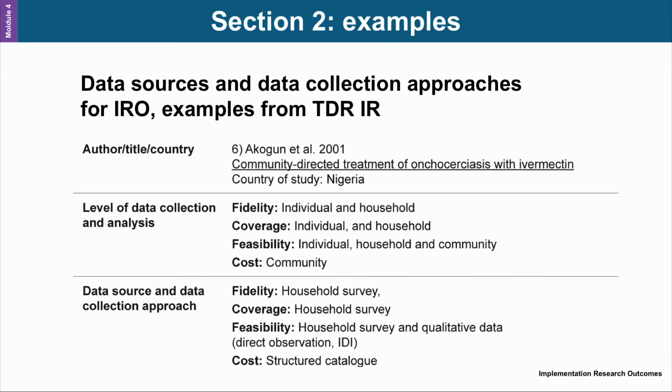Feasibility, operationally defined in this study as acceptability of a range of community-directed ivermectin approaches and the cost and coverage under different approaches, was assessed at both the individual and household levels through the household survey, and at the community level using direct observations and in-depth interviews with clients. And finally, cost, operationally defined as all costs that the villages spend in delivering ivermectin, was obtained at the community level through a structured form that cataloged all inputs from the village.